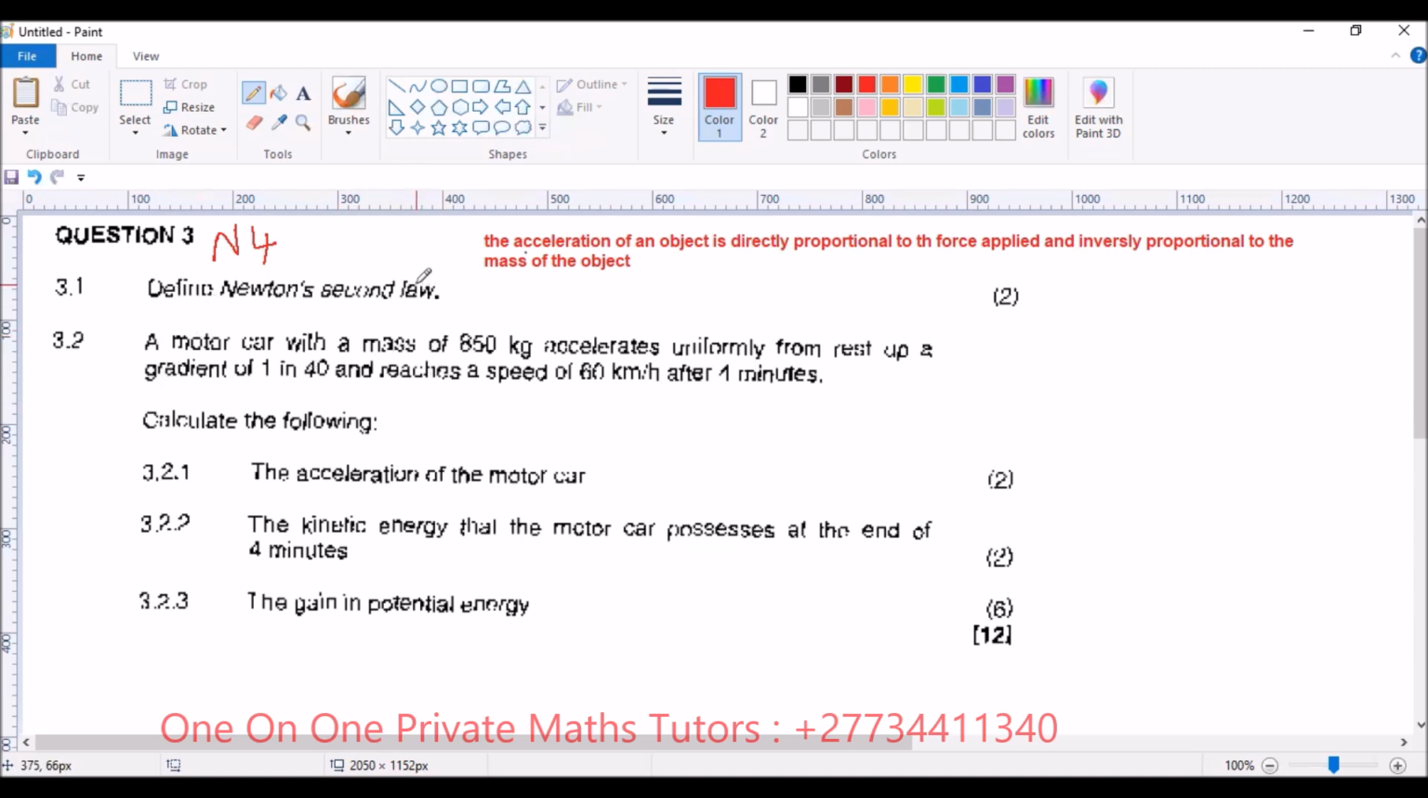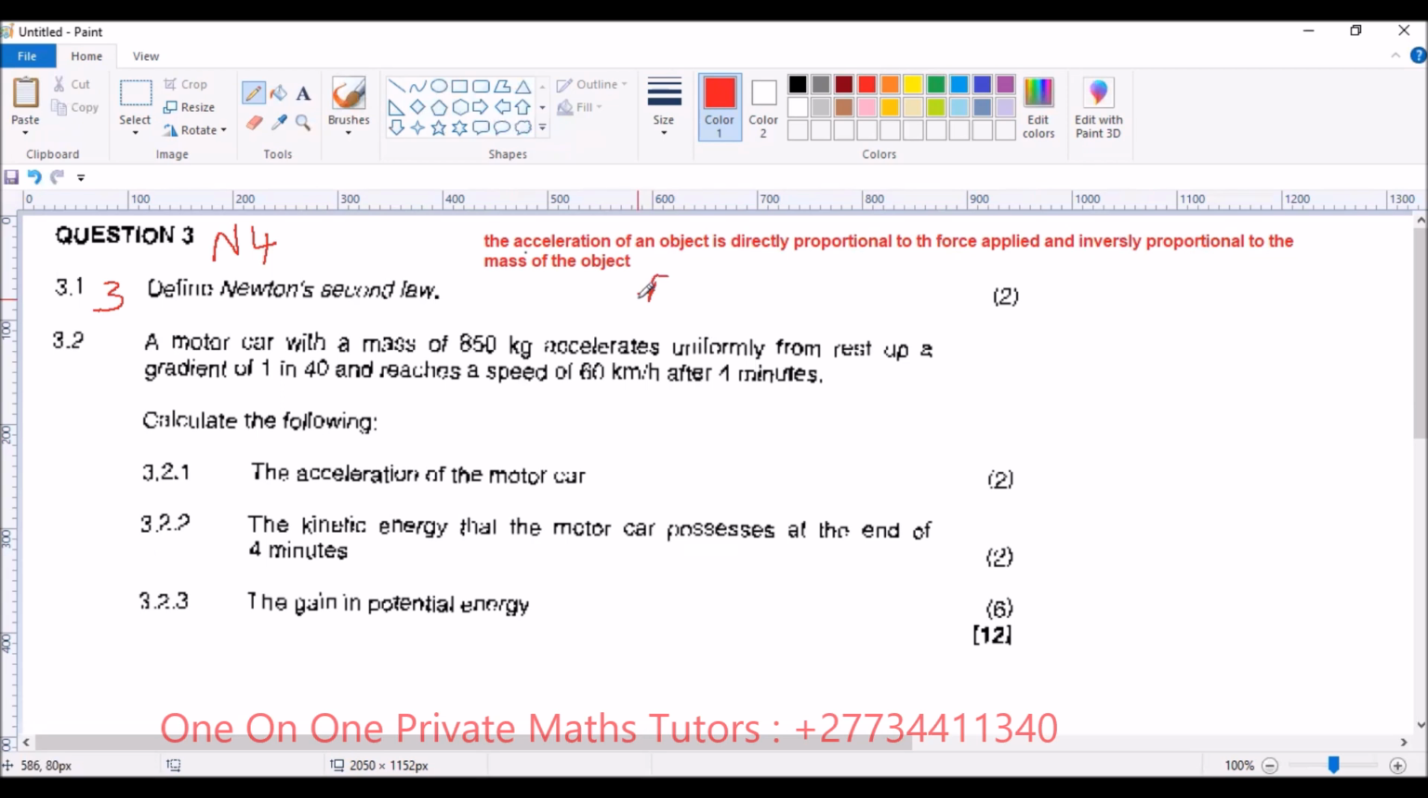Define Newton's second law. You must know there are 3 laws of Newton. First law, second law, third law. In any syllabus, a question usually starts by asking 1 or 2 or all of Newton's laws. And look, this is 2 marks. These are easy marks to get. So define Newton's law. The acceleration of an object is directly proportional to the force applied and inversely proportional to the mass of the object.